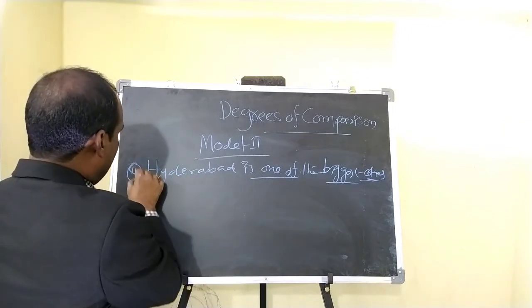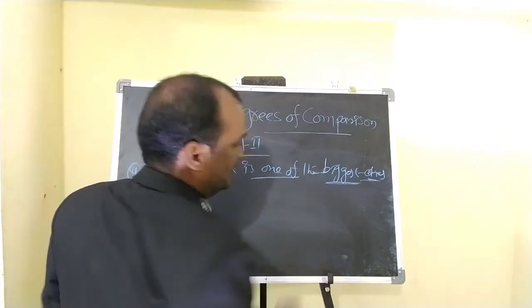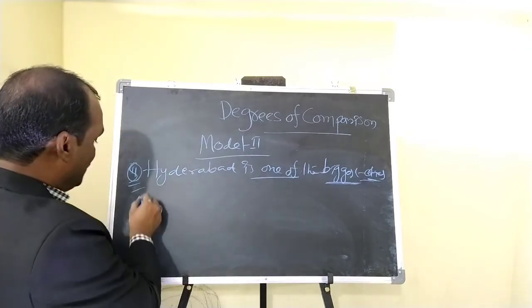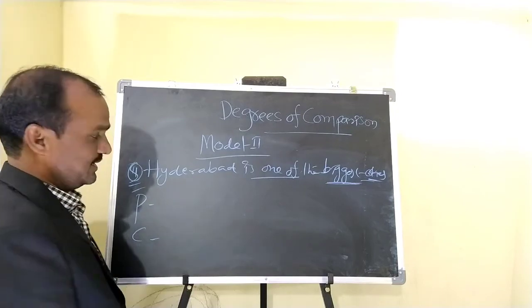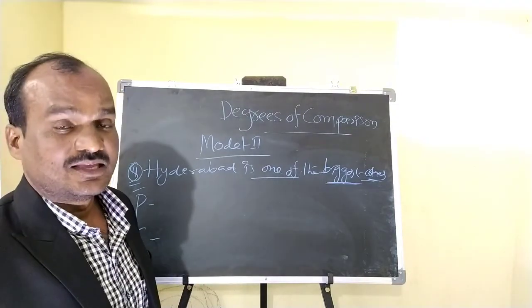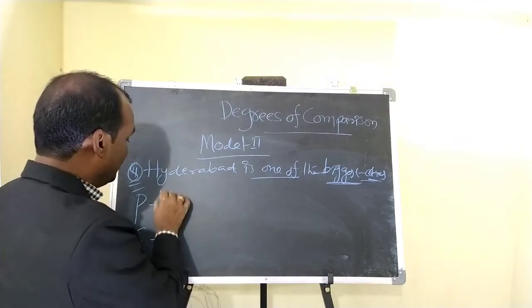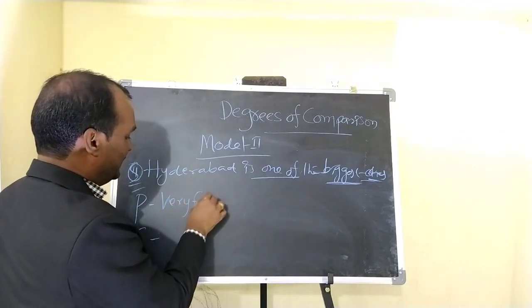So this is superlative degree. On seeing this adjective, we can ensure the given sentence is in superlative degree. So we can change it into positive degree and comparative degree, right? So when Hyderabad is one of the biggest cities, the sentence should begin differently. A slight difference is there, right? Very few.